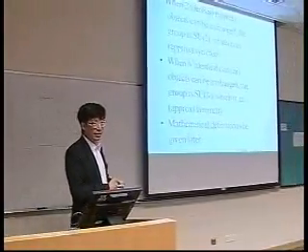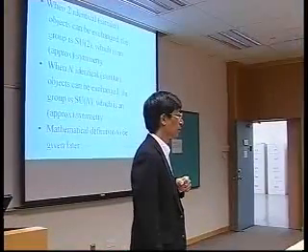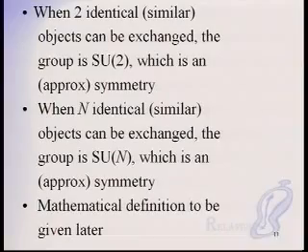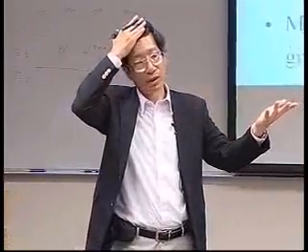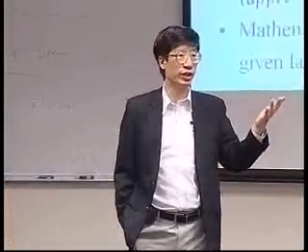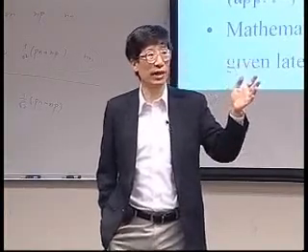So here we have a case where we have two objects, proton and neutron, which you exchange. Now, either you regard them as identical, then the result is a symmetry, or you regard them as approximately identical or similar, then you have an approximate symmetry. So you have two types of things that you can exchange. Then you have a symmetry. This symmetry is called an SU2 symmetry. 2 means there are two objects being exchanged. Now, I will later explain what is SU.